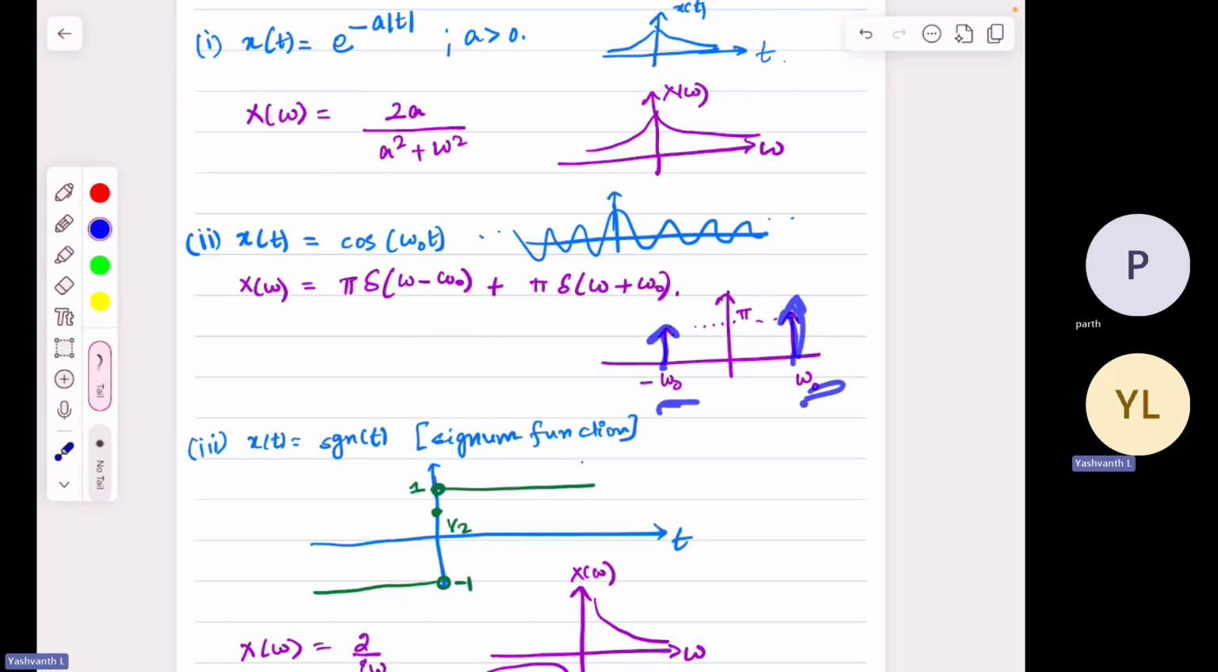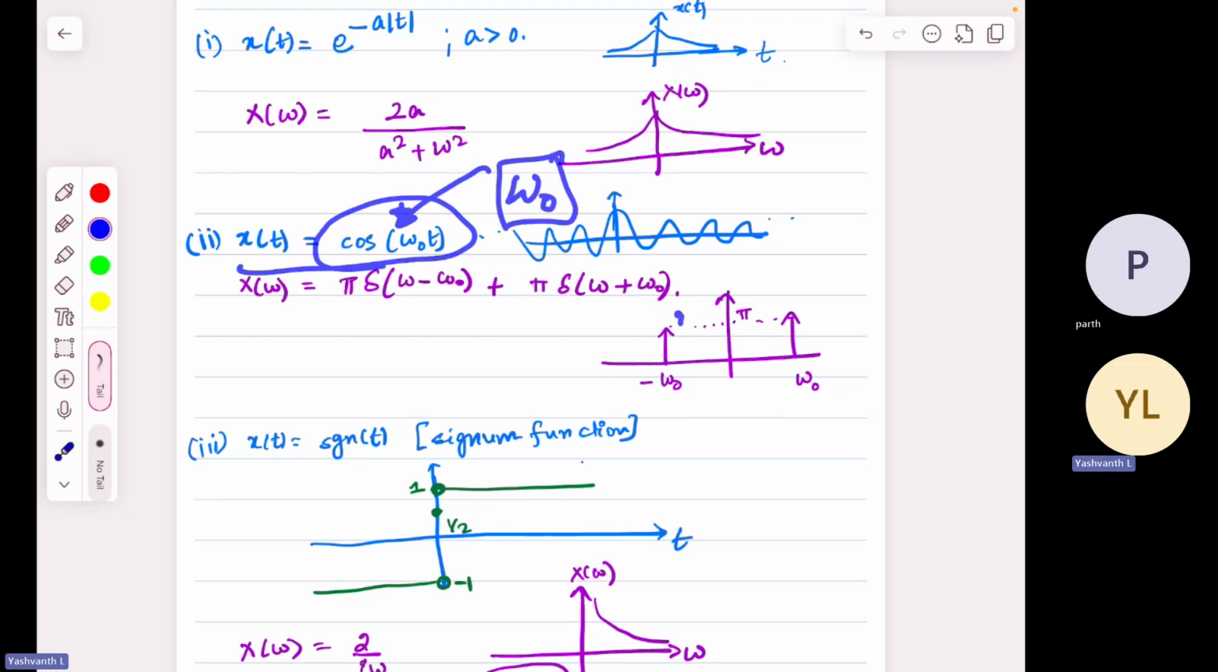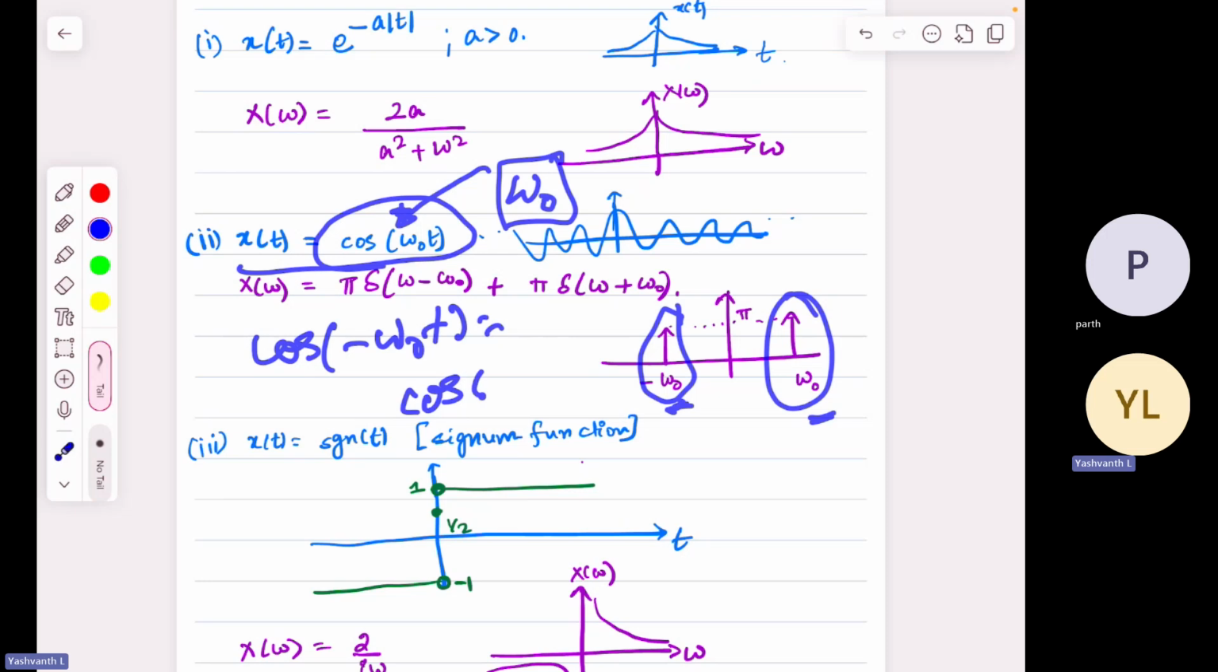What does it mean? Namely that this signal has only two frequency components, one at minus omega naught and one at plus omega naught. That is not surprising because x of t is cos omega naught t, which has frequency omega naught. Therefore, you should have a non-zero value only at plus or minus omega naught, because cos of minus omega naught t is also the same as cos of plus omega naught t.